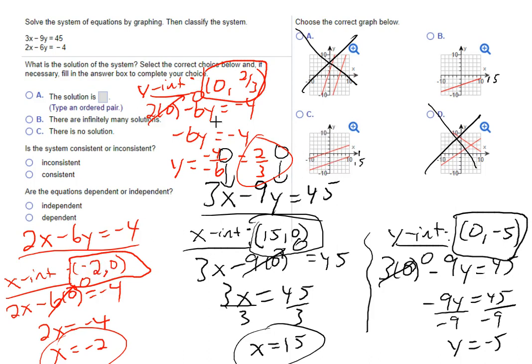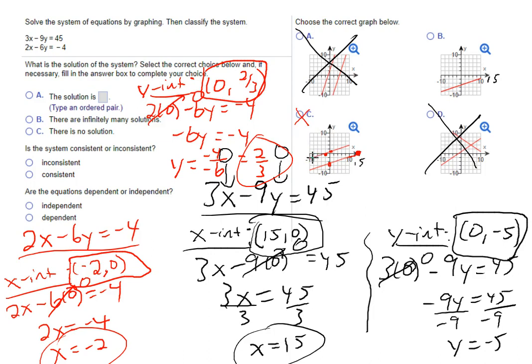But let's just double check to make sure these points are actually showing up on this line. So we have -2, 0, which is right here, and we have 0, 2/3, which looks like it's in the neighborhood of that. And like I said, for the first equation, we got 0, -5, which is right here. And then we have 15, 0, and it's a little bit off of our graph, but it looks like it's heading in that direction, and it will cross there. So C is the correct choice.